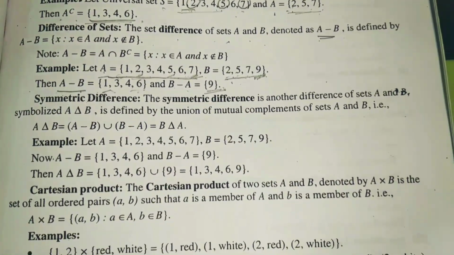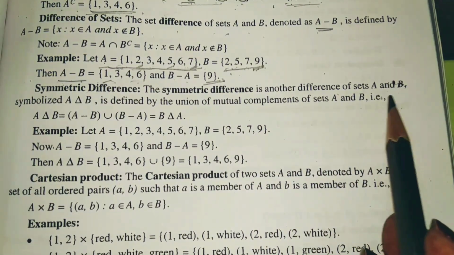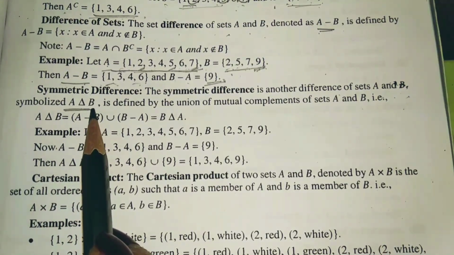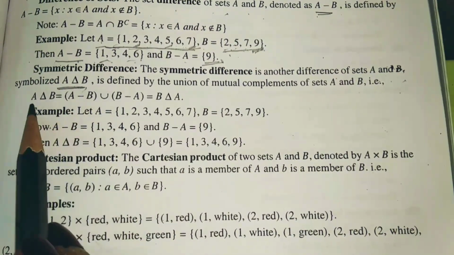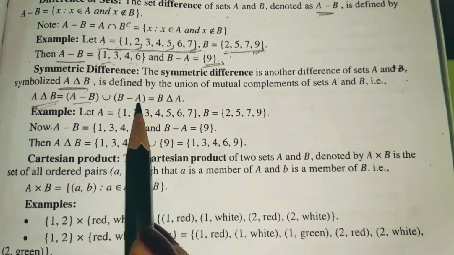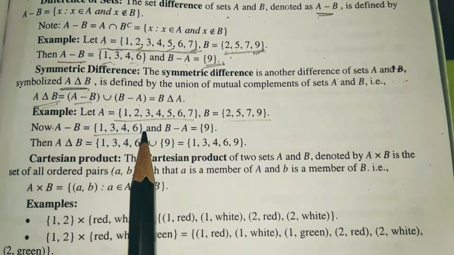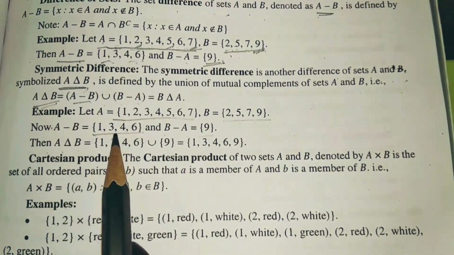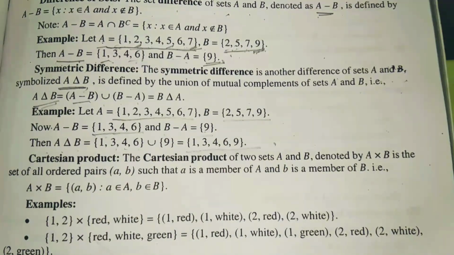Next it is the symmetric difference. The symmetric difference is another difference of the set A and the set B, and it is denoted by A symmetric difference B. So how do we identify this, or what is the definition for symmetric difference? A symmetric difference B means A minus B union B minus A. So if A is this set, B is this set, then A minus B we know is 1, 3, 4, 6 and B minus A is 9. So A symmetric difference B means the union of these two. So it contains 1, 3, 4, 6 and 9.